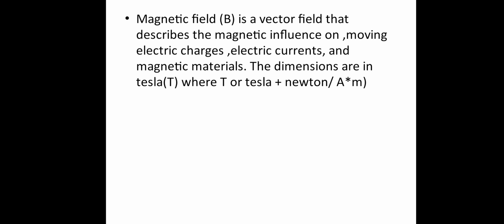Magnetic field is a vector field that describes the magnetic influence on moving electrical charges, electric currents, and magnetic materials. The symbol for magnetic field is uppercase B, and the dimension is tesla, where T is equal to newtons over ampere times meter.